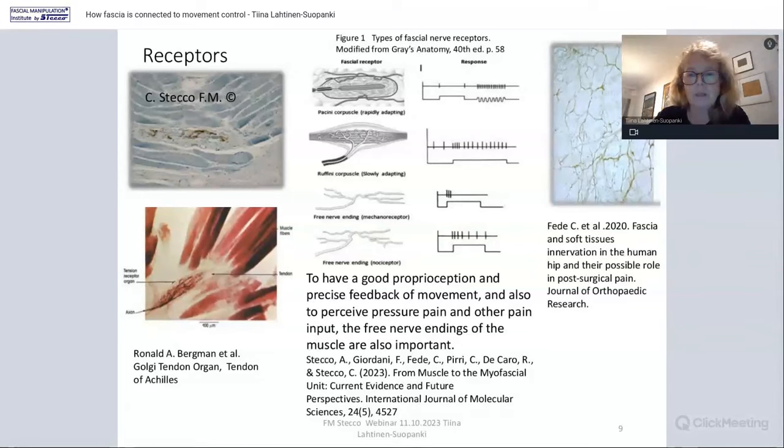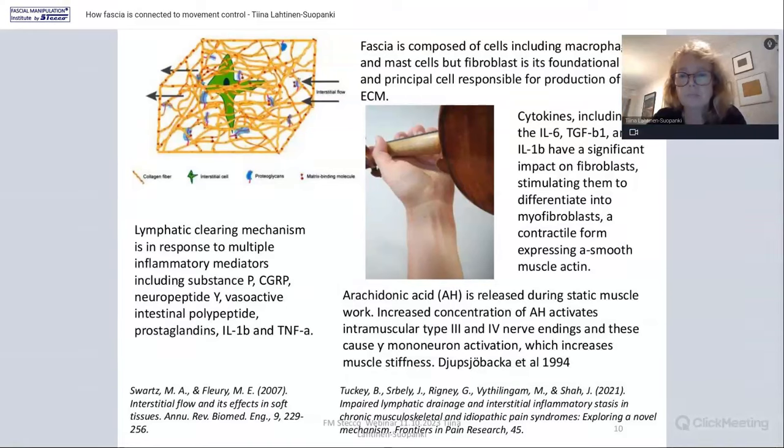Then we go to the next slide. Here, when we think of the surroundings of all these receptors, the first thing I was thinking about so much was the clumsiness of the hands. For example, I took the violinist as an example, because I was working a lot with musicians with problems of lack of coordination, lack of power, and fast fatigue.